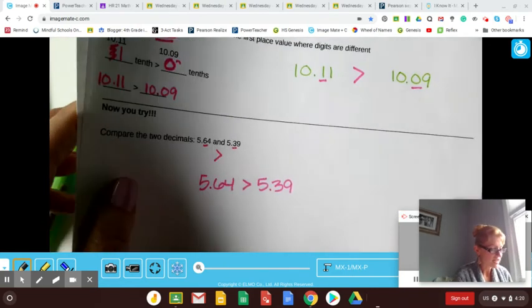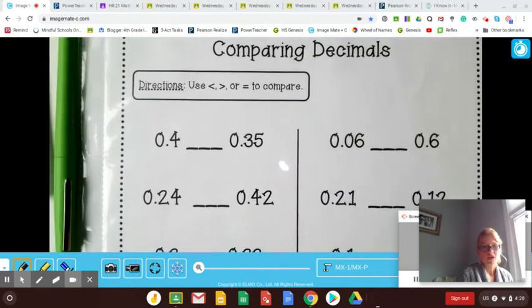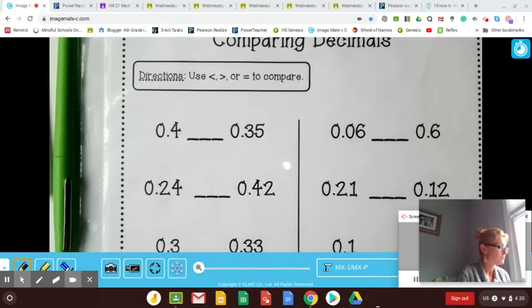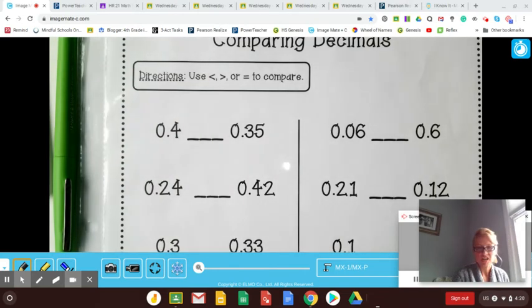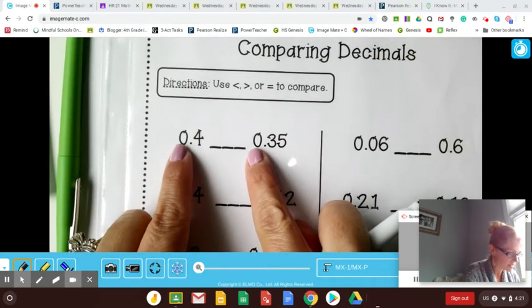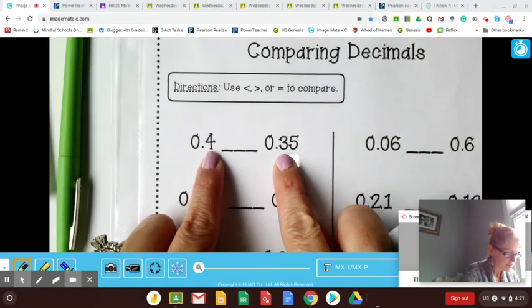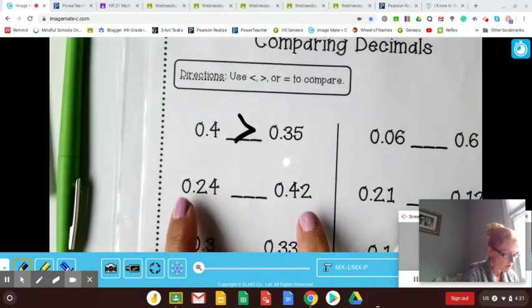Let's try this out with a paper like this. You do not have this paper at home, so you're just simply following along as I go through. If you want to, just shout out the answer if you can. So I'm going to always start to the left. I have a 0 and a 0. I'm going to go to my tenths place. I have a 4 and a 3. A 4 is bigger than 3. So there we go. See how easy this is?